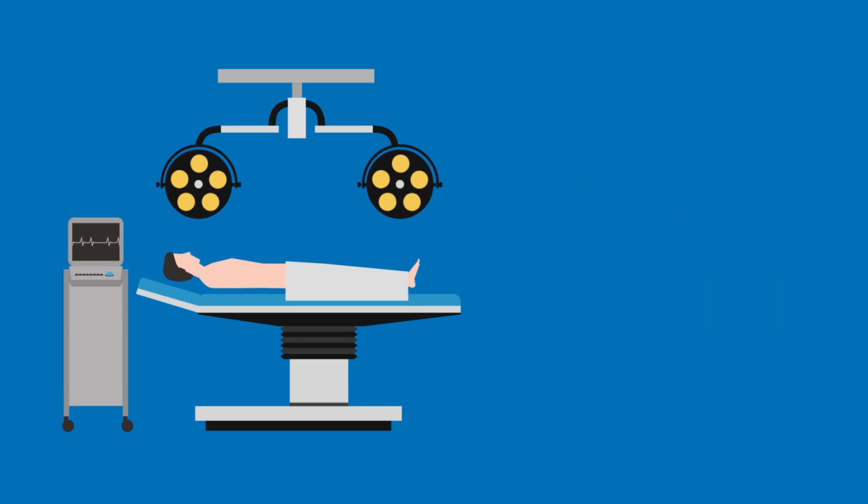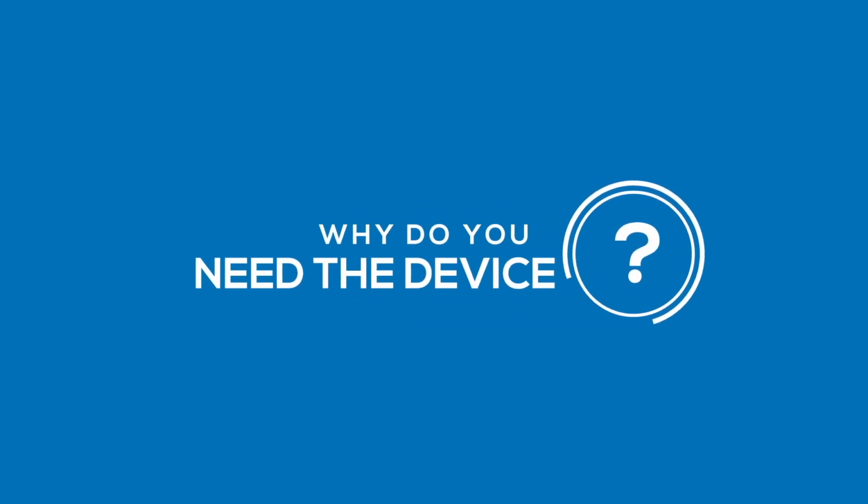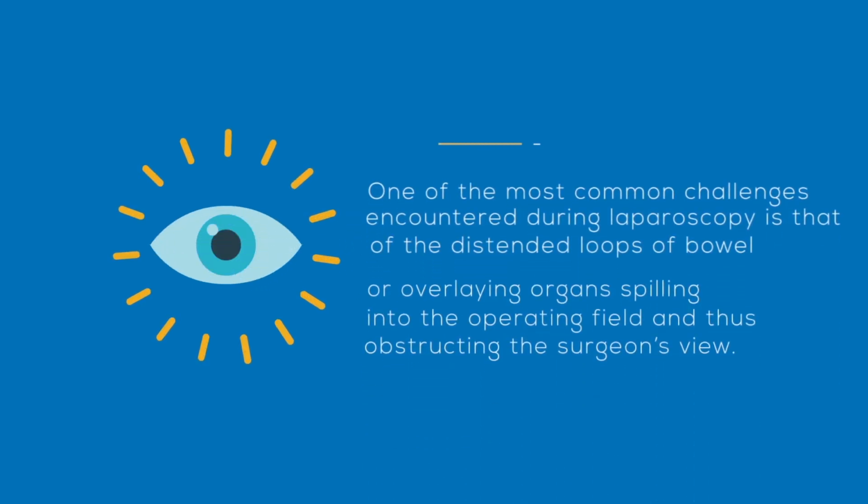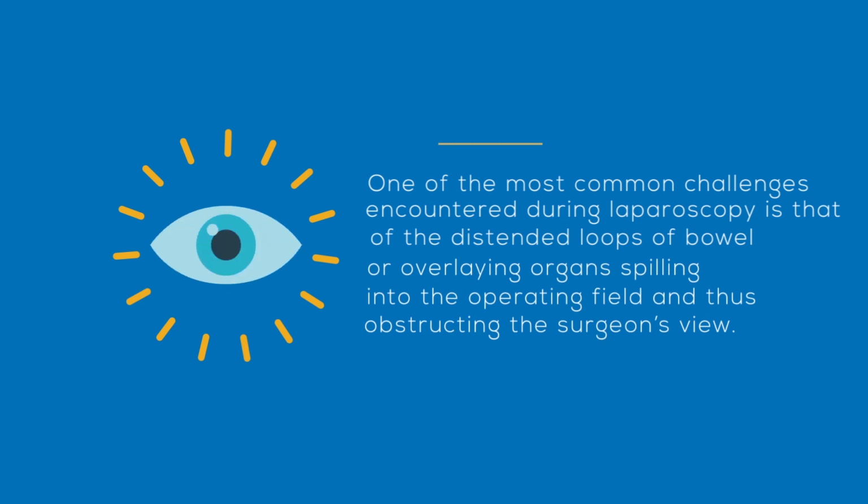It is important that your device is useful. So, what is the problem being solved, and why do you need your device? In the case of Secure Retract, the problem is obstruction of the operating field. What is the problem that your device solves?